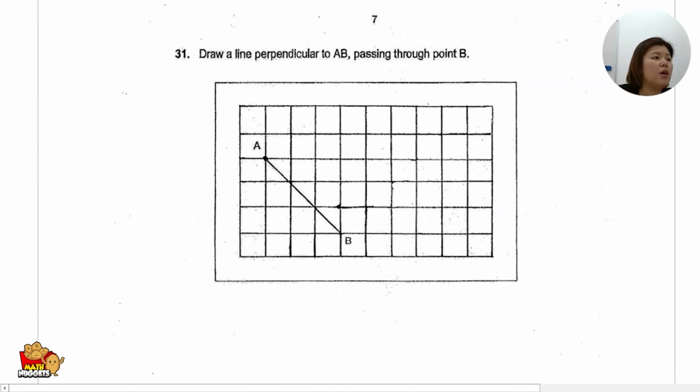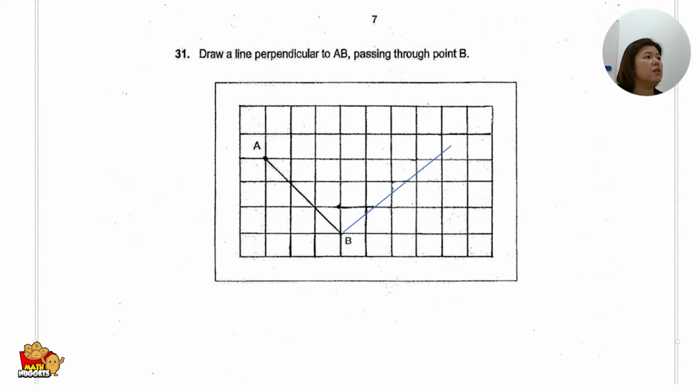Okay, next I need to draw a perpendicular line passing through point B. So you can actually use your protractor, to make sure that it needs to point going through. Let's try again.